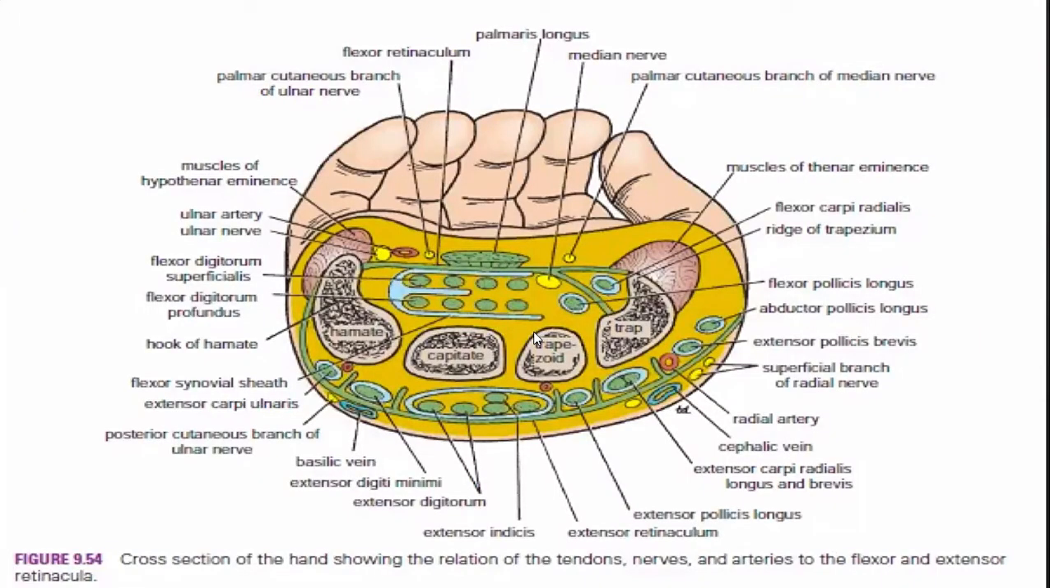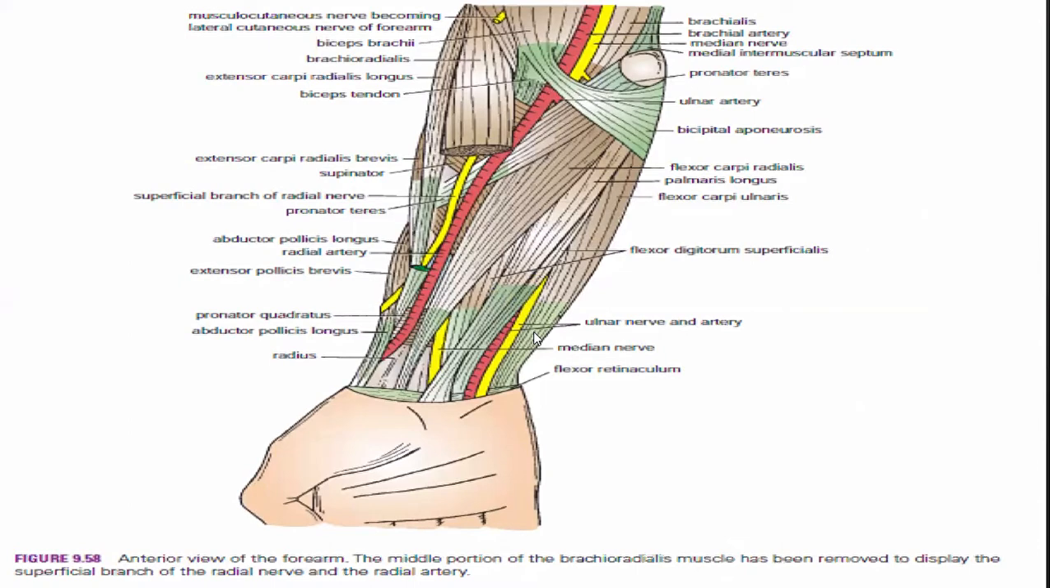This is the cross-section at the level of the palm or the wrist joint. So these are the superficial group of muscles. This is the flexor retinaculum. Flexor digitorum superficialis and the flexor digitorum profundus. Again, the superficial group of muscles: pronator teres, flexor carpi radialis, palmaris longus, and the flexor carpi ulnaris.